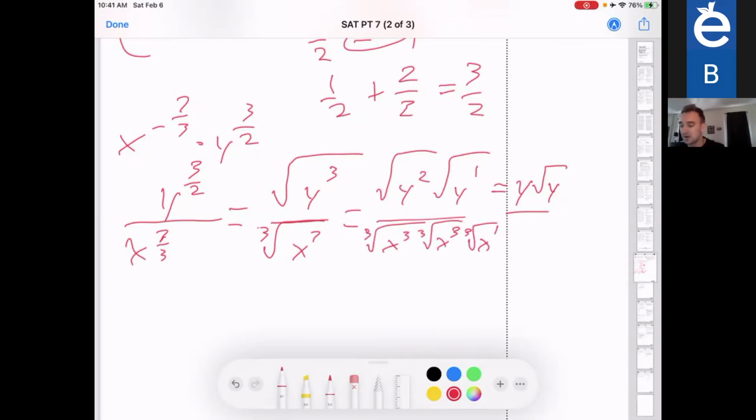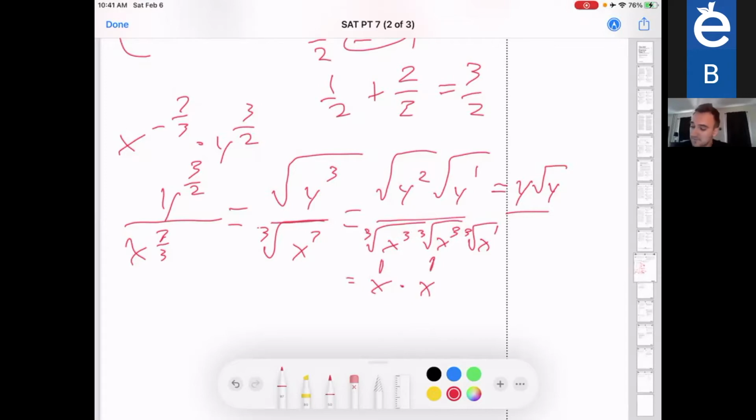So the cubic root of x to the 3rd would give me x. That would simplify this term right here as x. The cubic root of this next term, again, would be x. So I'll have x times x. And then the last one, I can't take the cubic root of x to the 1st, so I have to leave that there.